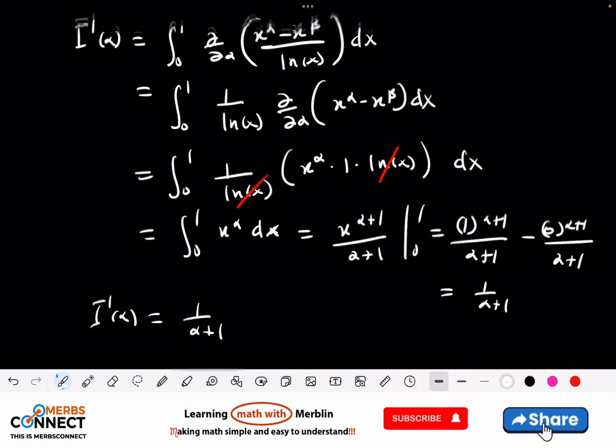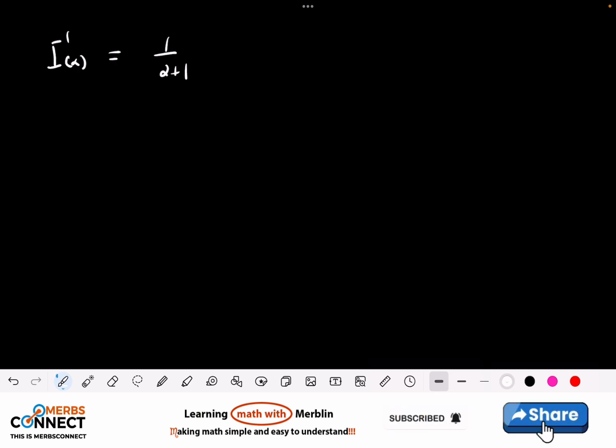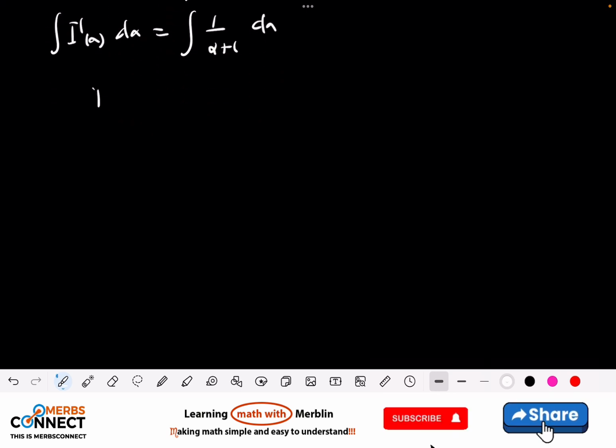I think we've done something like this before. So what we need to do now is integrate with respect to what? Alpha. Integrating this with respect to alpha, integrating this with respect to alpha, we are going to have I of alpha equal to ln of alpha plus 1, plus c.